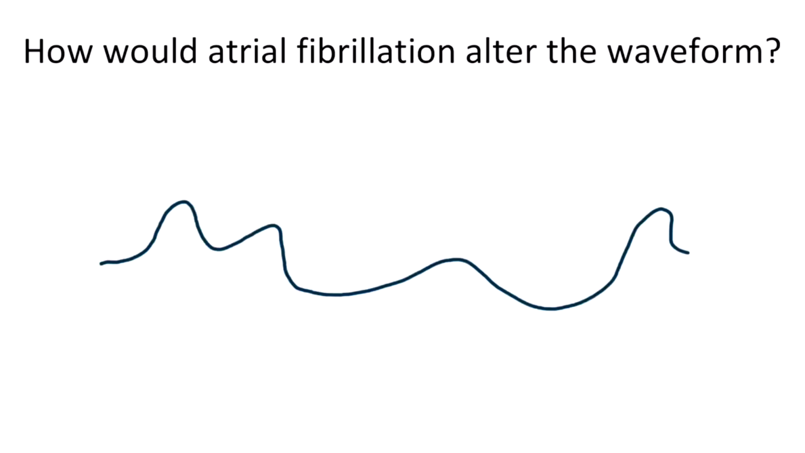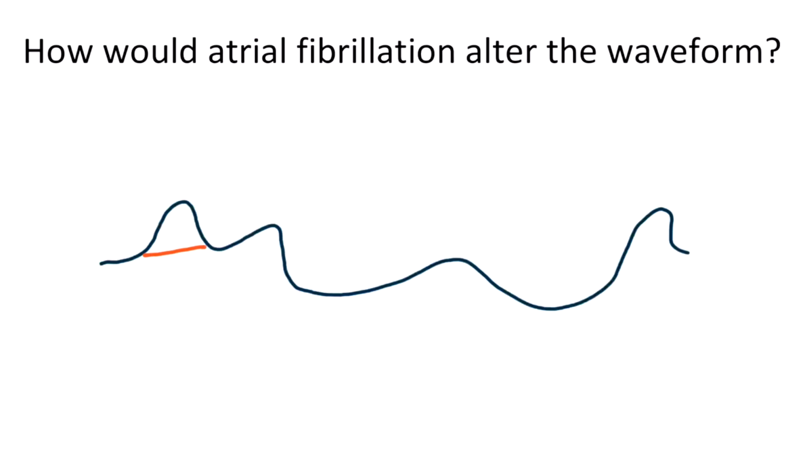How would atrial fibrillation alter the jugular venous pulse waveform? Recall that atrial fibrillation is a result of abnormal electrical signals that disrupt the SA node, which causes electrical remodeling. This causes the atria to beat so fast that it begins to look more like the atria are rapidly twitching rather than contracting. The lack of normal atrial contraction results in an absent A wave. So we'd expect the JVP waveform to look something like this.